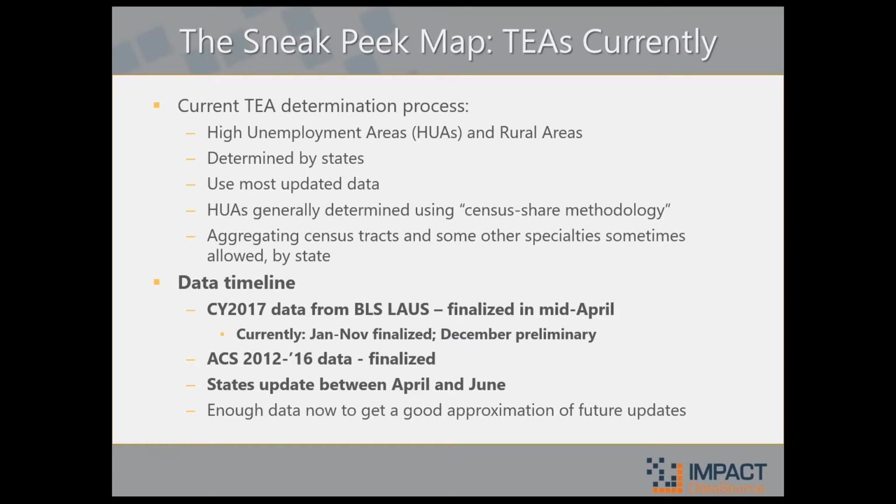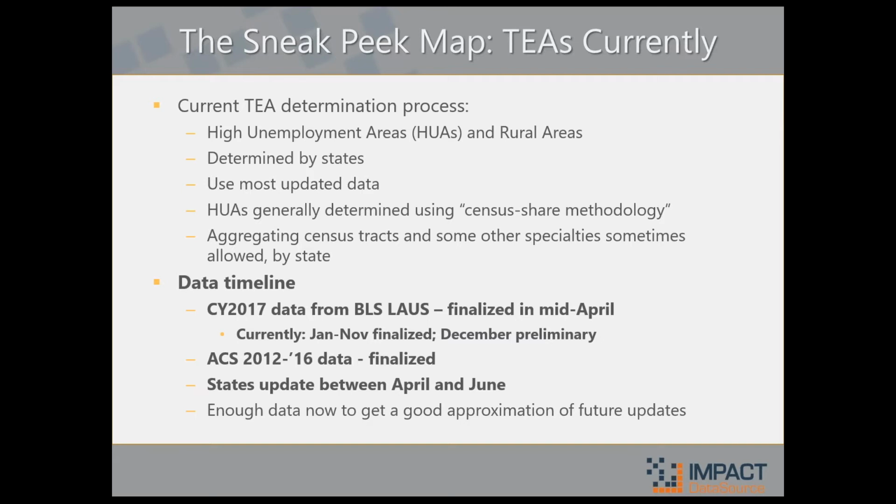Under the Local Area Unemployment Statistics Program, the LAUS, the BLS has released and finalized all of the months between January and November of 2017. They've released data for December 2017, but right now it's just preliminary. It has not been finalized. And that should be finalized in mid-April, which is when it's been finalized in the past. So once the BLS finalizes its December 2017 data, all of the other finalizations will happen moving forward.